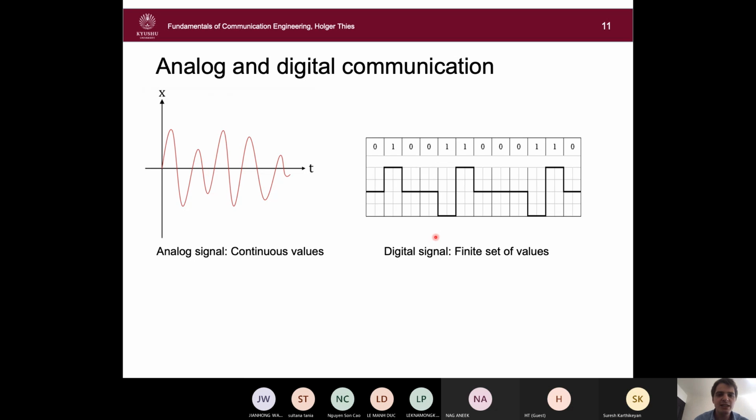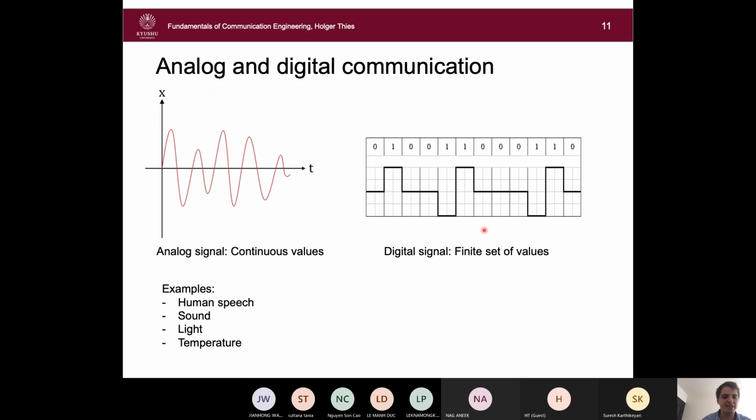And in contrast to that, we have digital signals. Digital signals means there's only a finite set of possible values. The most common one is binary signals. In binary signals, we only allow zeros or ones. So the signal can only take the value 0 or 1, but no value in between and no other value. Of course, it doesn't have to be binary. It can be any other encoding. But there has to be a finite set of possible values.